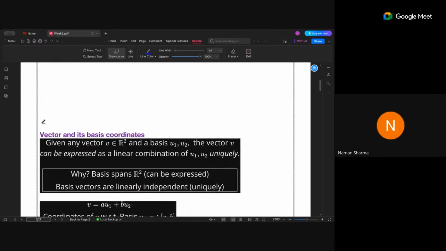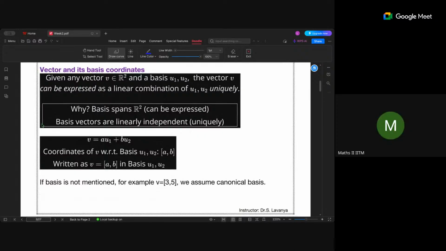Yes, ma'am. So the next topic here is a vector and its basis coordinates. Suppose we have any vector v in R2. What did we say? A basis is kind of a spanning set. They are representatives, right? It means we can express this v as a linear combination of u1 and u2. First of all, what are the two properties we have for a basis? It should be a spanning set and it should be linearly independent, right?